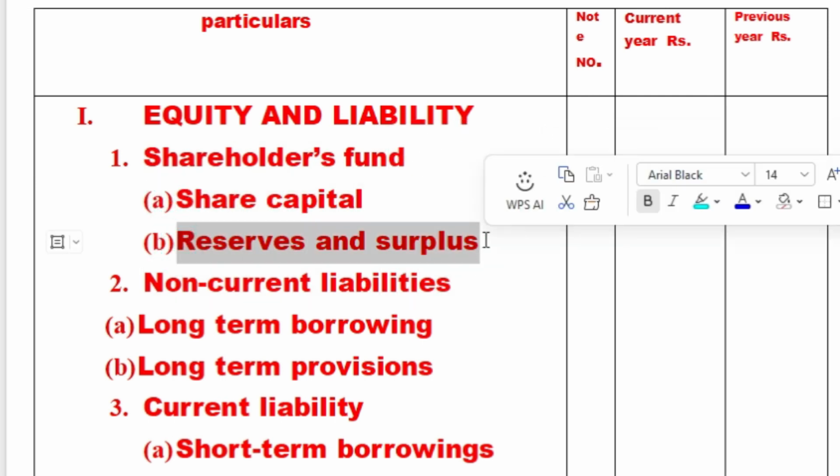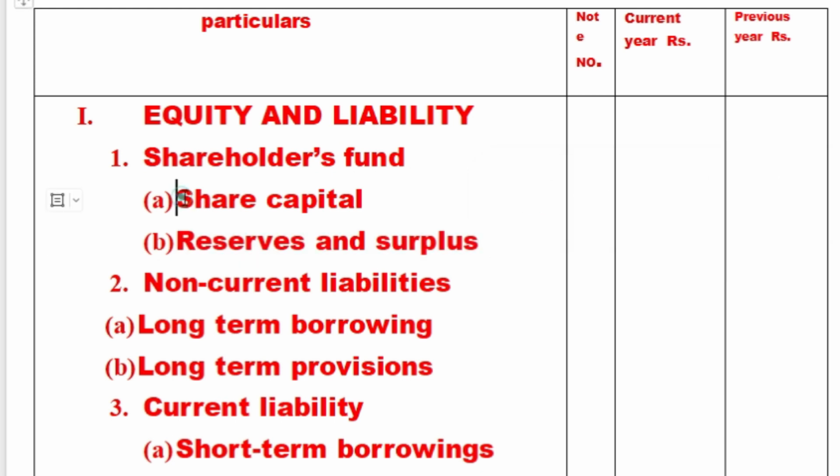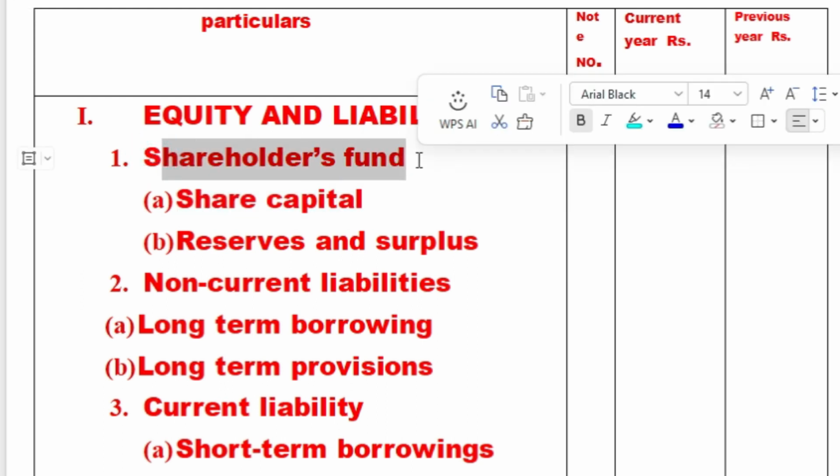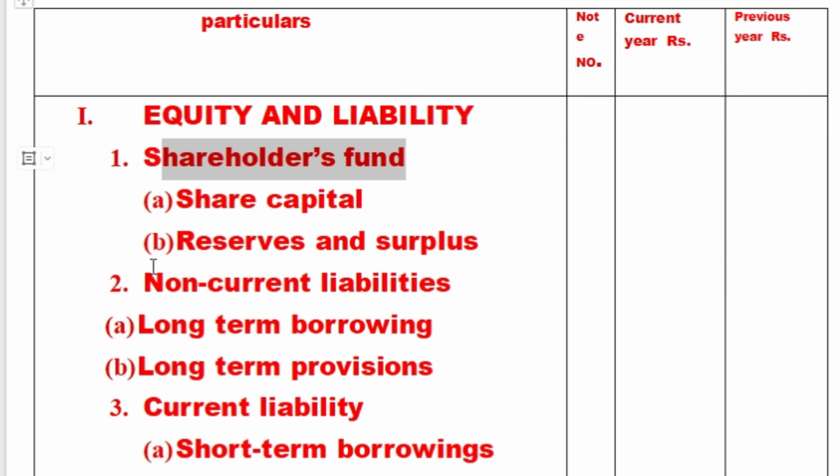And this is called share capital and reserve and surplus. This is your minor head or subhead. This is the subhead, this is the major head. Shareholders fund is the major head, and under it are share capital, reserve and surplus. These two are called subheads.